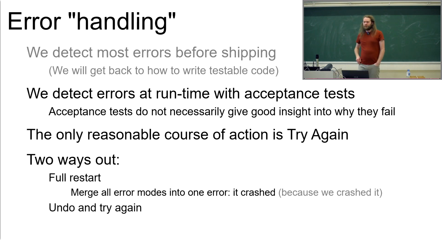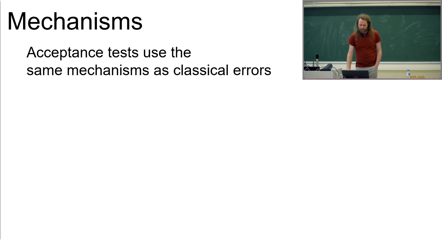Does this seem reasonable? Instead of looking for failures, we look for successes. When we find out something that looks like it's not going to be successful, we go try again, either trying everything from scratch or trying a little bit. So what are the mechanisms in code? How do we actually program something like this? What does it look like?